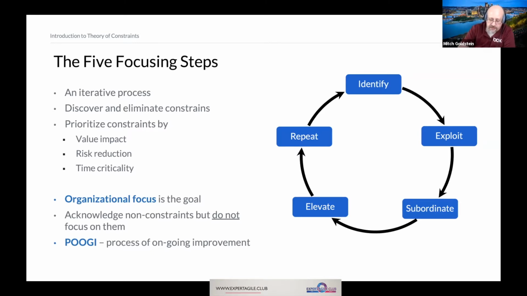And although it's not frequently used, I understand that some of his very sincere devotees use the term PUGI, which is an anagram for process of ongoing improvement. And the idea is that we use these 5 focusing steps iteratively and continuously, periodically, on cadence to identify and crush constraints within our system.